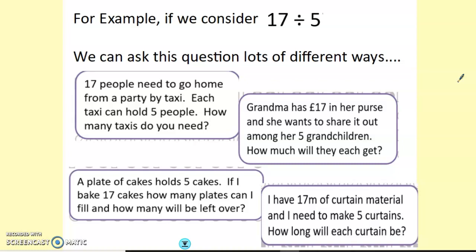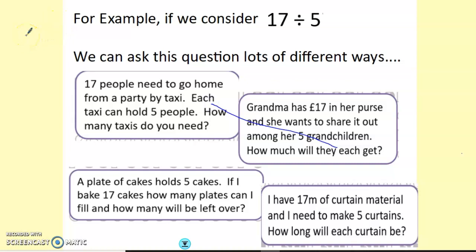Grandma has £17 in her purse and she wants to share it out among her 5 grandchildren. How much will they each get? A plate of cakes holds 5 cakes. If I bake 17 cakes, how many plates can I fill and how many will be left over? I have 17 metres of curtain material and I need to make 5 curtains. How long will each curtain be? Okay, so 4 different questions there, and all of them want us to do the sum 17 divided by 5, but they all might have slightly different answers.